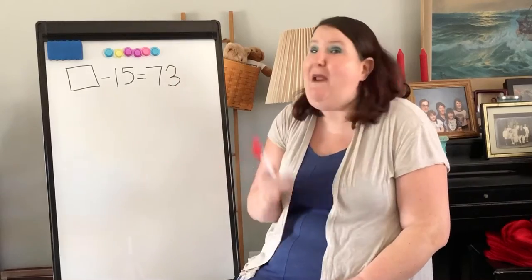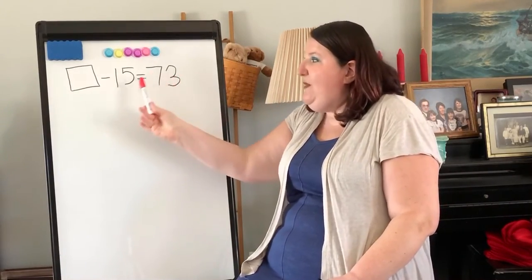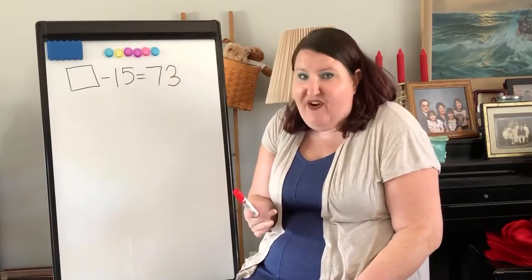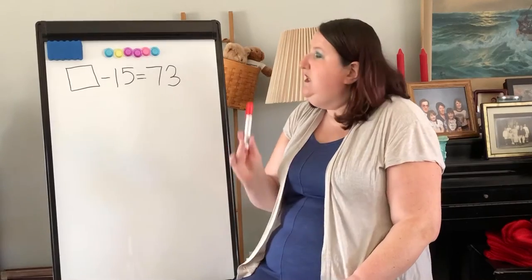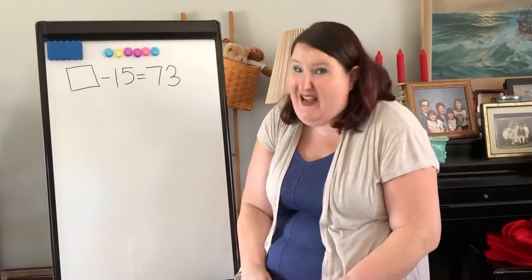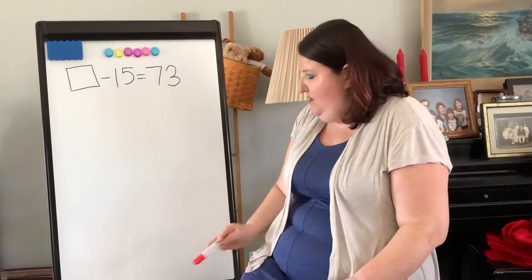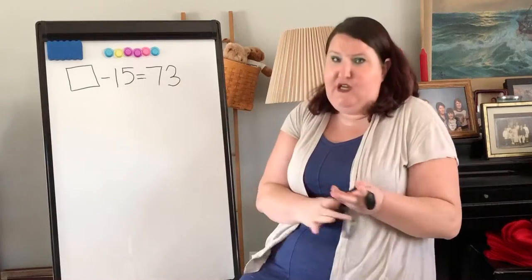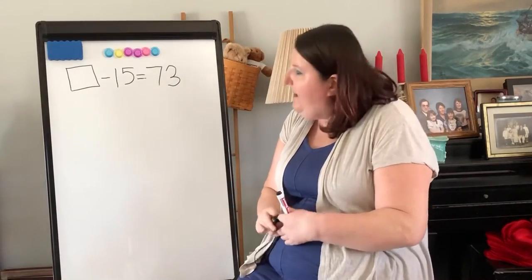73 is just a part of that number. So when you take 73 and 15 and you put it together, you're going to find that missing part. So we have to take 73 and we actually have to add it to 15 in order to find the original number. So boys and girls, to do this, I'm going to use expanded form.